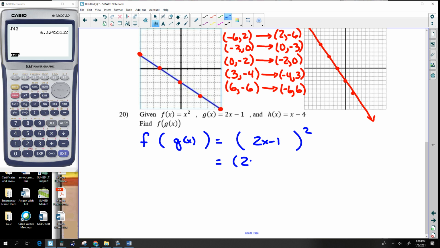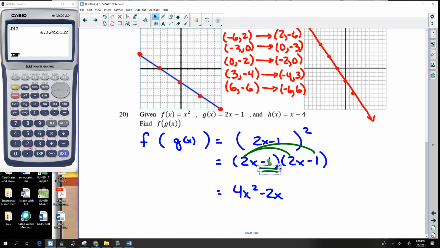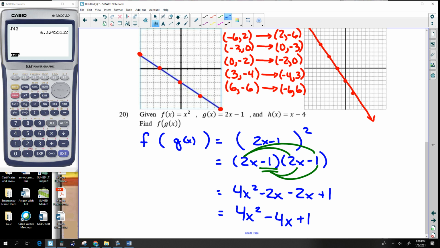All right, so this is saying 2x minus 1 squared, which means multiply by itself. So 2x times 2x, 2x times 1. So I start with this first element, multiply through. So that's going to be 4x squared minus 2x. Move on to the next element, repeat that process. So that's 2x times negative 1. So negative 1 times 2x, negative 2x. Negative 1 times negative 1, positive 1. Add the like terms, those are the x's, and so they would add to be negative 4x. And there you go.